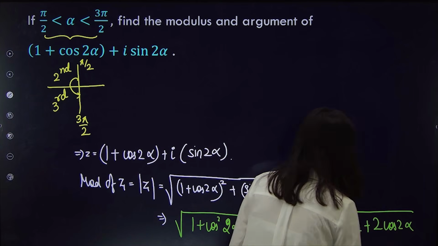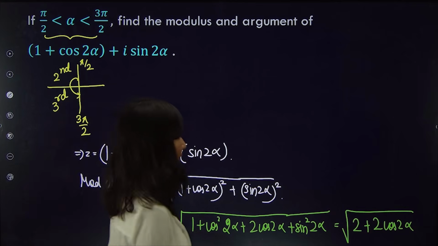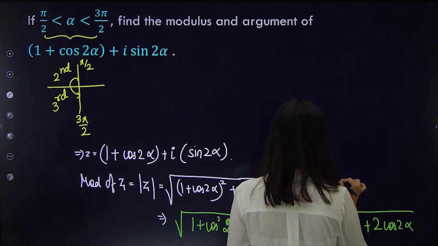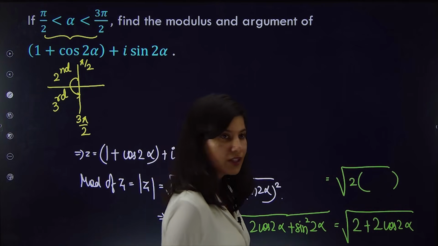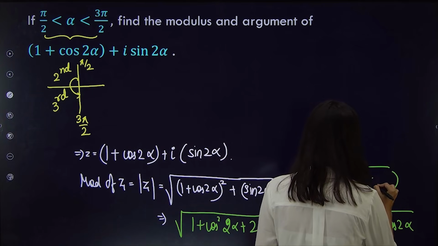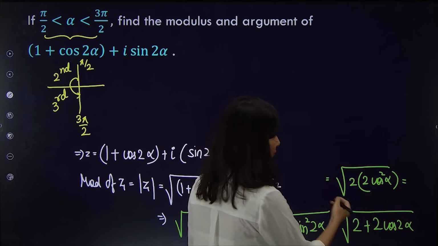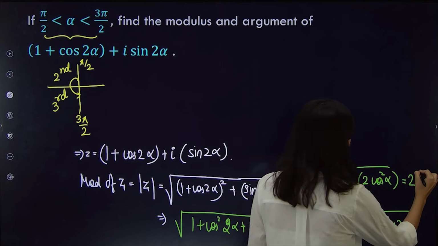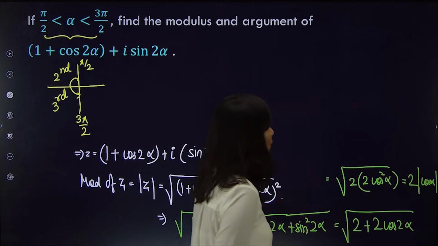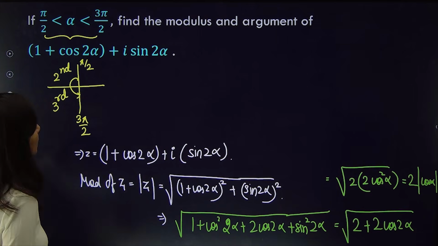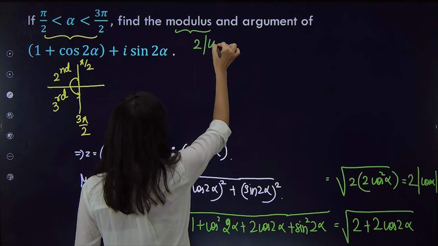If you take 2 common, 1 plus cos 2 alpha is what? 2 cos square alpha. If you take out the square root, 2 2s are 4, so it is going to become 2, but mod of cos alpha will be there. 2 mod cos alpha is the modulus. So modulus is coming out as 2, but mod of cos alpha.